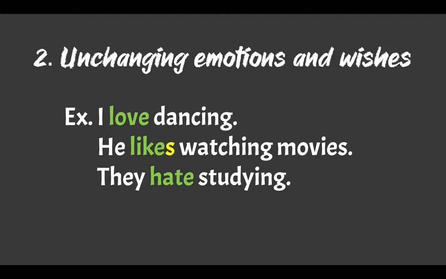So let's go on. Number two, unchanging emotions or wishes. For example, I love dancing. That means you loved it yesterday, you love it now, and you will probably love it in the future. He likes watching movies. So you can see the S in likes. They hate studying. These are all emotions. There is another lesson on this topic, so I will create another video for this.